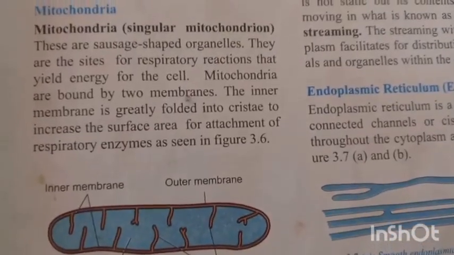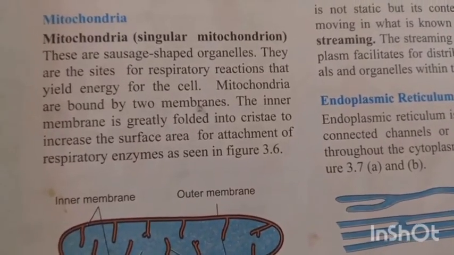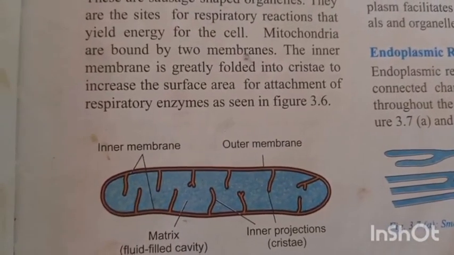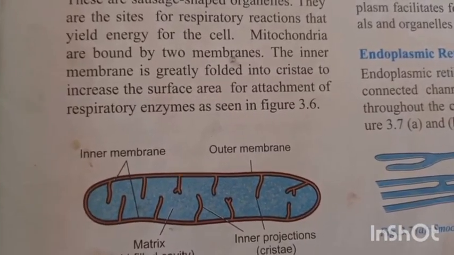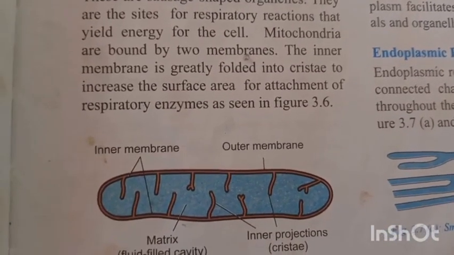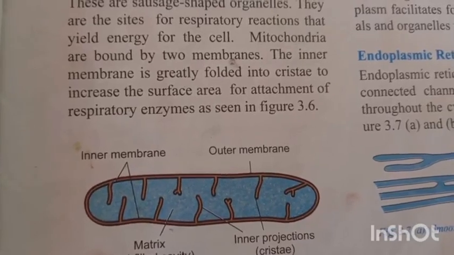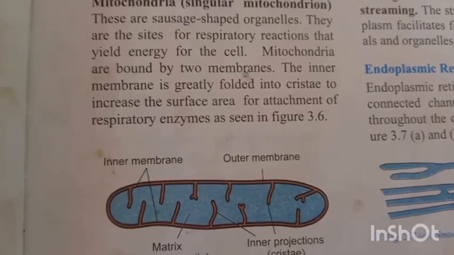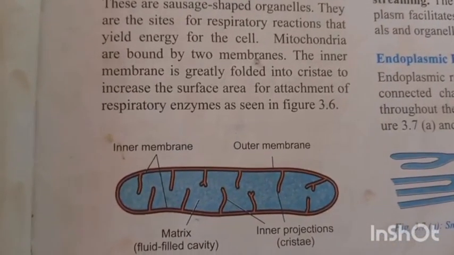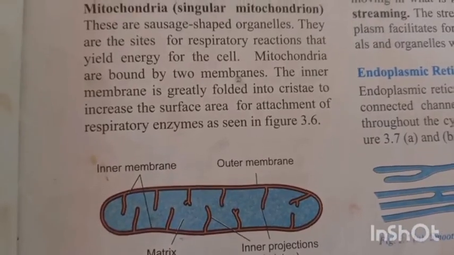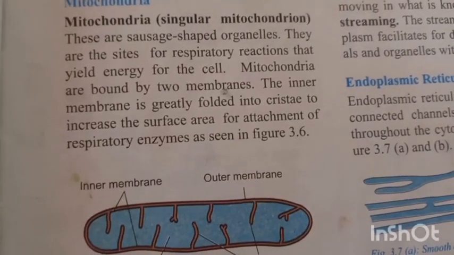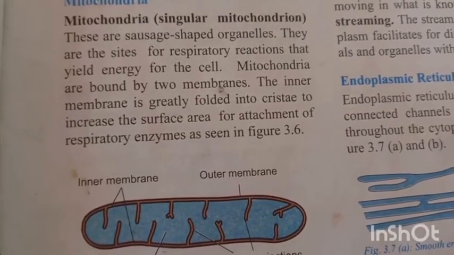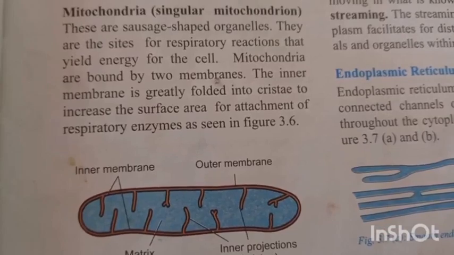The next cell organelle is the mitochondria, or singular mitochondrion. This is the mitochondria. It is made of a double membrane, an inner membrane and an outer membrane. The inner membrane is folded to form projections that are known as cristae that increase surface area for respiration. Inside we have the matrix, which is a fluid-filled cavity where reactions take place. Mitochondria are sausage-shaped organelles, and they are the site for respiratory reactions.